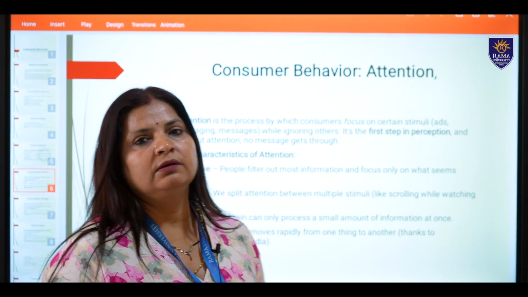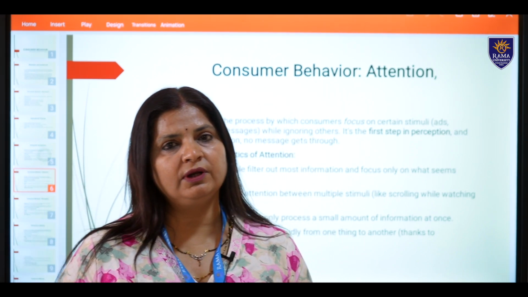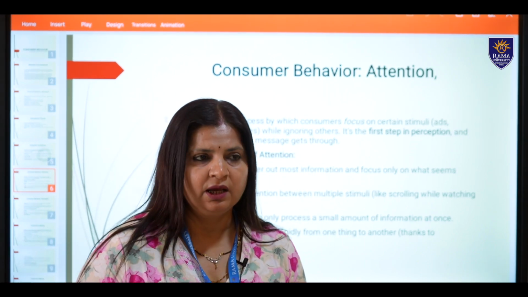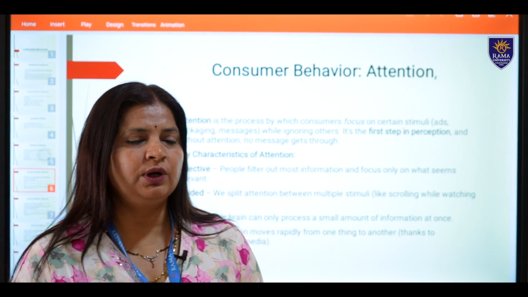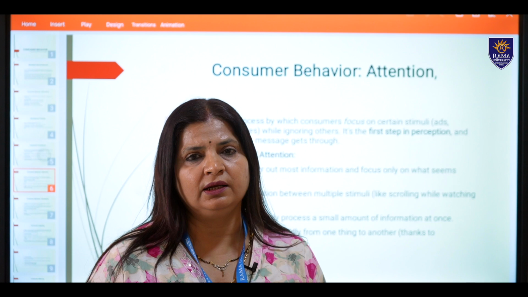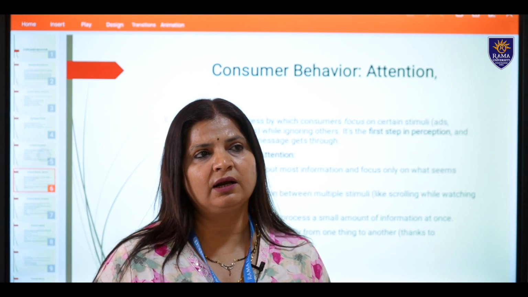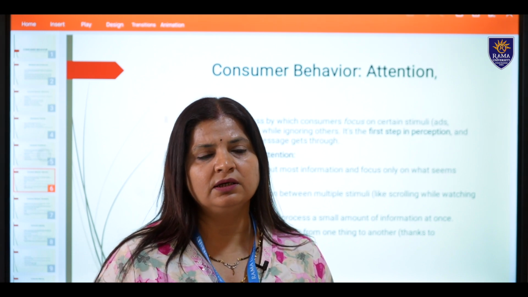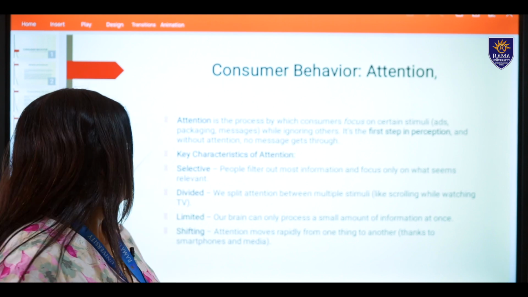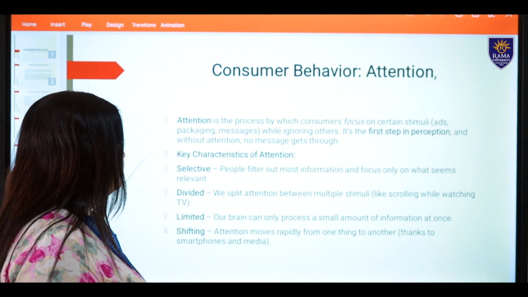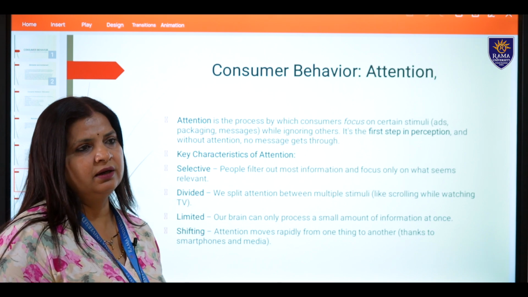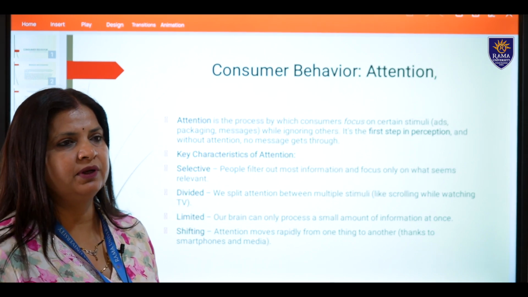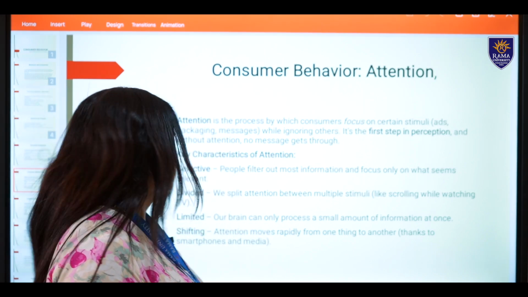When we are reading, we select the information that is valuable for us, and reading one thing once is not enough, so we read repeatedly from time to time. Shifting: attention moves rapidly from one thing to another. If we need one thing, then we shift if we need another thing.